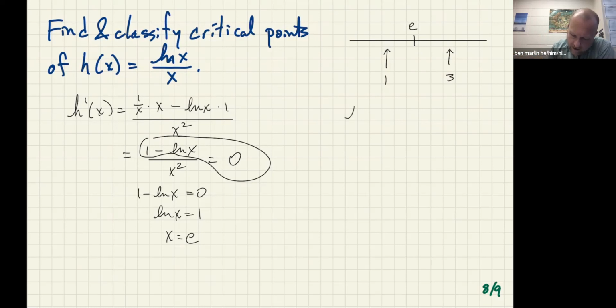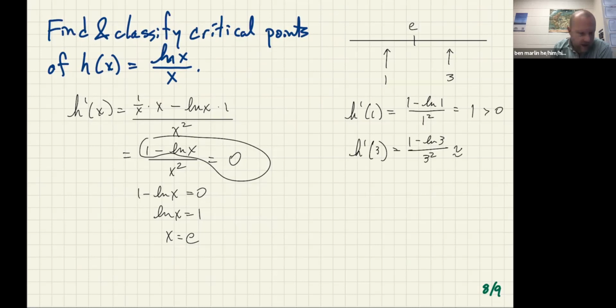So we're going to come in here and find h prime of 1, not h of 1, but h prime of 1. 1 minus log of 1 divided by 1 squared. And so that log of 1 is 0. So we end up with just 1 out of this, which is positive. And now we test h prime of 3. So 1 minus log 3 over 3 squared. And I'm going to have to use a calculator to get that. 1 minus log 3 divided by 3 squared.